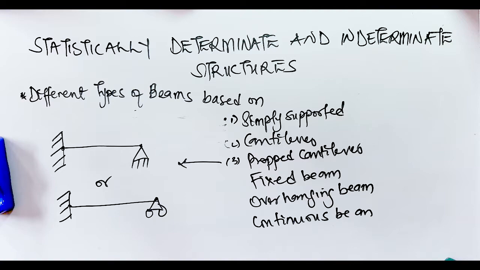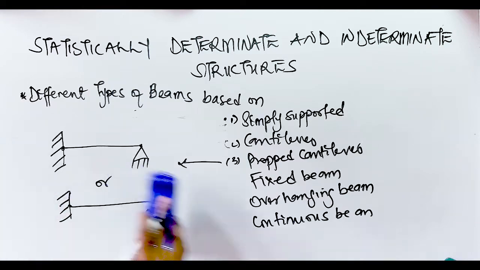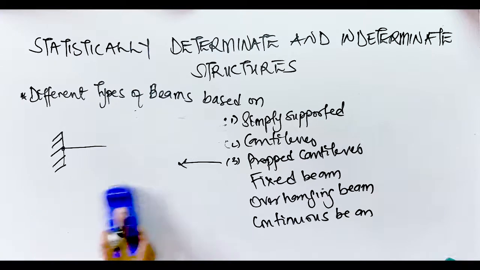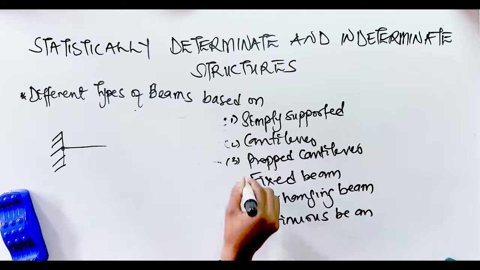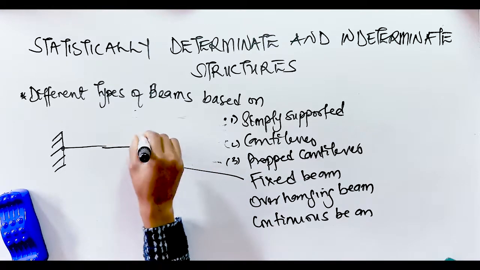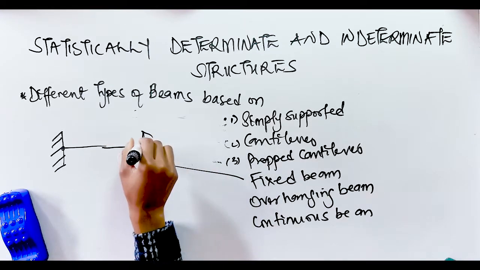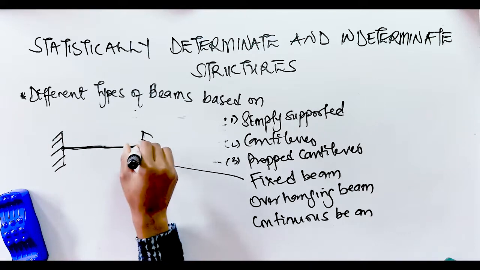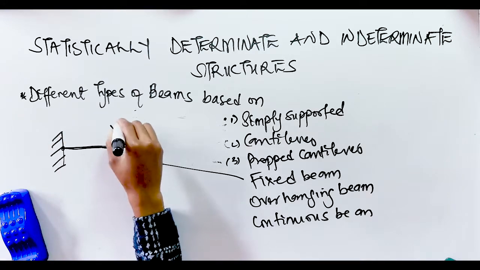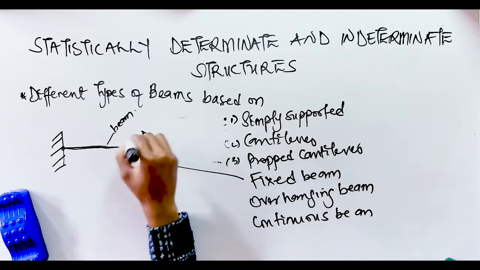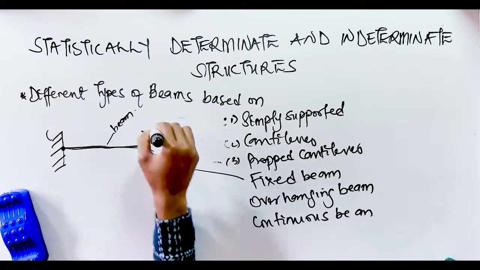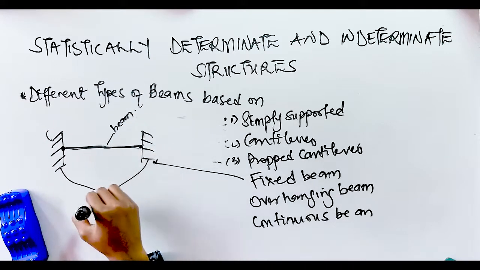Moving on to the fixed beam or the built-in beam. The fixed beam is simply a beam which has both of its ends fixed. It's usually drawn like this. So you can see that this is the fixed end, this is the beam, while these are the fixed supports which are located at both ends of the beam.